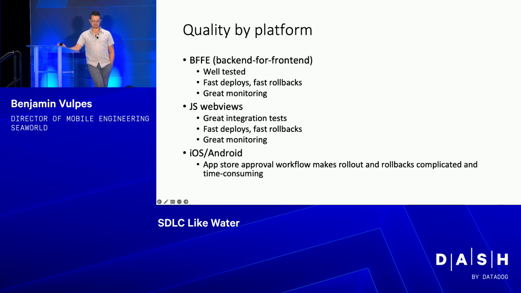iOS and Android have good tests. They have reasonable UI flow testing as well. But they take forever to run. And the App Store approval workflow itself makes rollouts and rollbacks complicated and time-consuming. So we're only going to talk about the interesting things, which are the problem children. Stuff that works well is uninteresting.